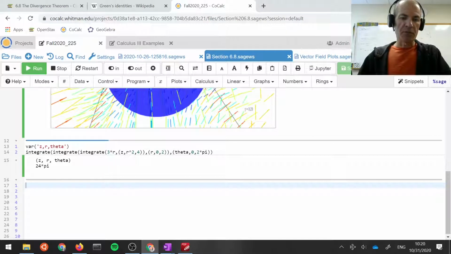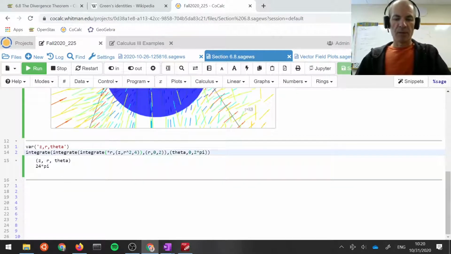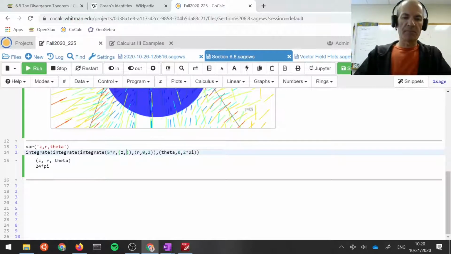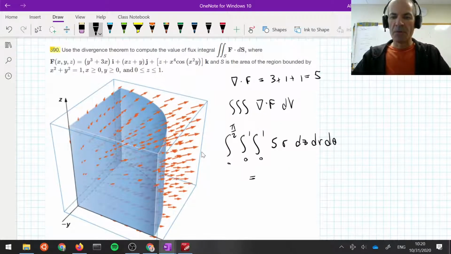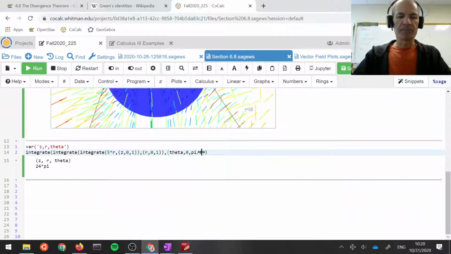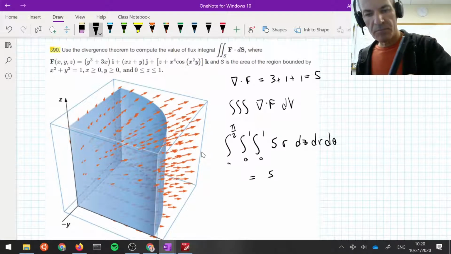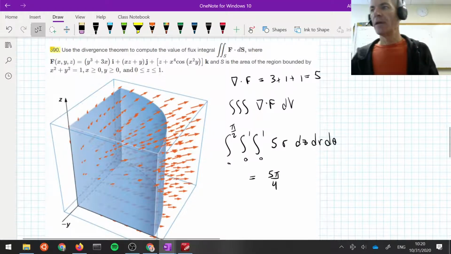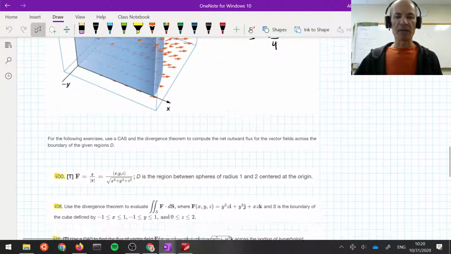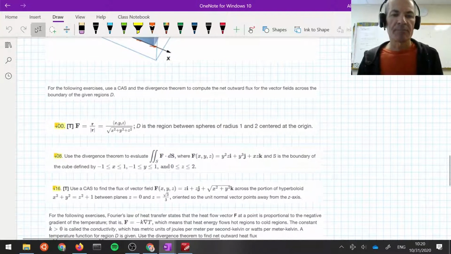In fact, let's just reuse this one. We have 5r instead of 3r. We have z going from 0 to 1. We have r going from 0 to 1. And we have theta going from 0 to pi over 2. Let me just double check that. 0 to 1, 0 to 1, 0 to pi over 2. Execute. 5 pi over 4. And moving right along.